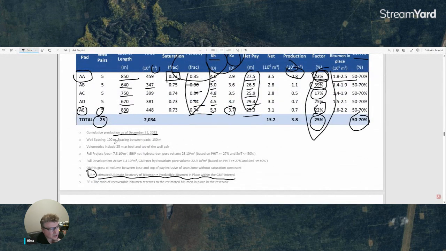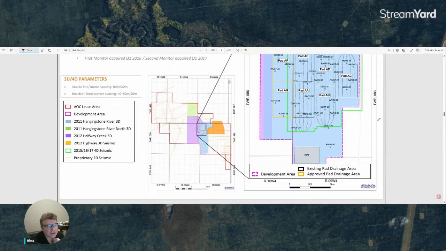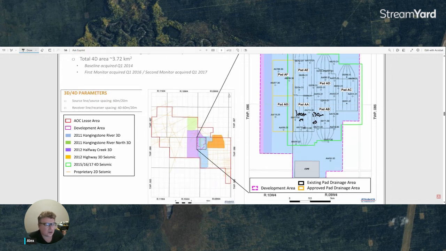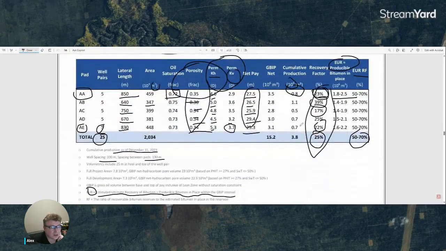So let's look a little bit at some of the facts here. Cumulative production, we understood that. Well spacing is 100 meters, spacing between pads is 130 meters. So that gives us some indication that we now better understand the distance between the well pairs, but we also understand the distance between the pads themselves. So we're talking about 100 meters here and maybe 130 meters here. The reason it's important is that when you simulate, you have an orientation of where the wells are located and how they interact with each other based on the different phases of chamber development.